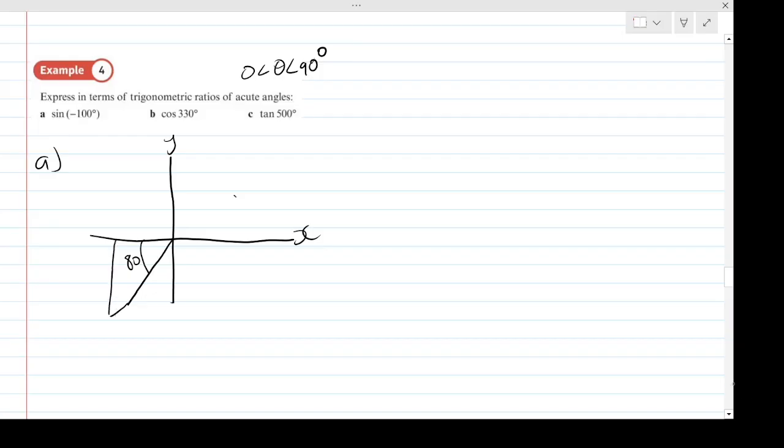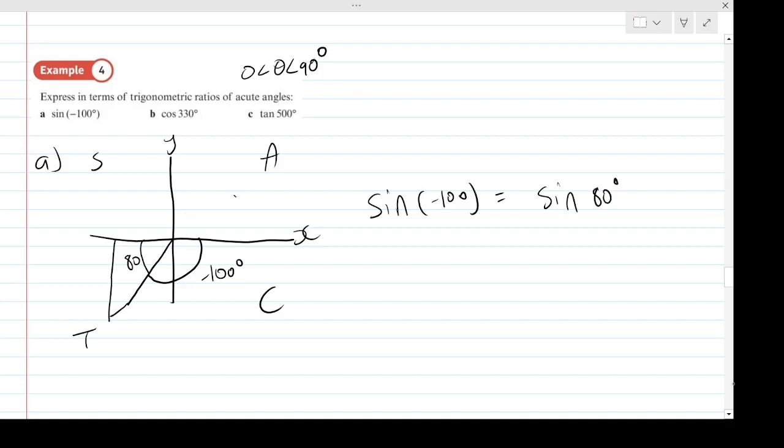This is where the CAST diagram comes in, right? So again, we can say that angle is minus 100 degrees. But equivalently, we've got this triangle of 80 from the x-axis. I'm going to label it C-A-S-T here. This is where it's going to come into use, because sine of minus 100, we can also express it in terms of the angle 80 here, okay? So that's what it's talking about, expressed in terms of acute angles. So it's going to be sine of 80, okay? Because we can get the other value for sine here.